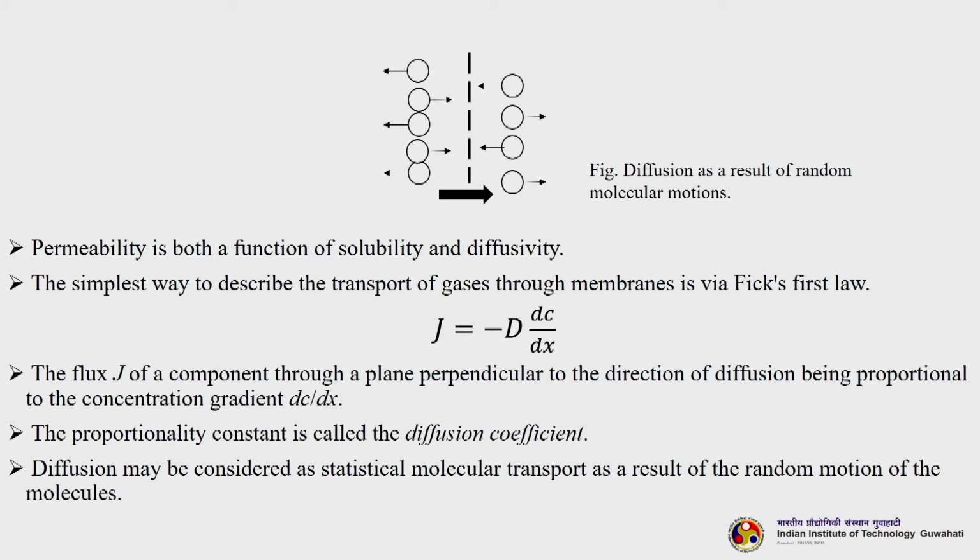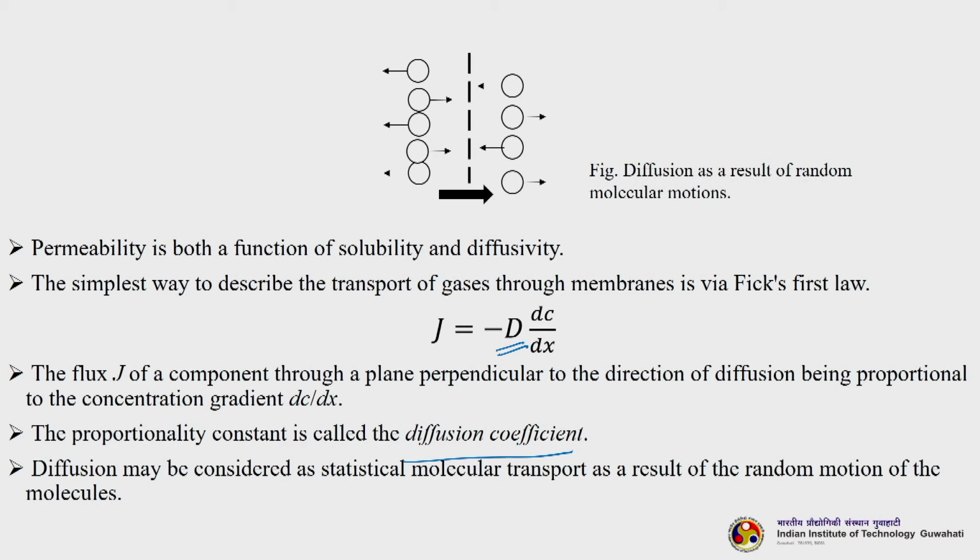Permeability is a function of both solubility and diffusivity. The simplest way to describe the transport of gases is using Fick's law, J equals minus D dc by dx. The flux J of a component through a plane perpendicular to the direction of diffusion is proportional to the concentration gradient dc by dx. The proportionality constant is called the diffusion coefficient.